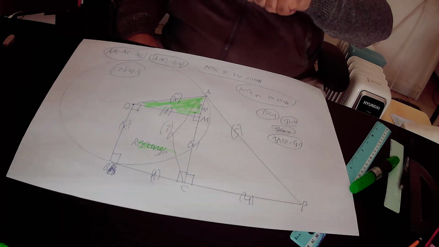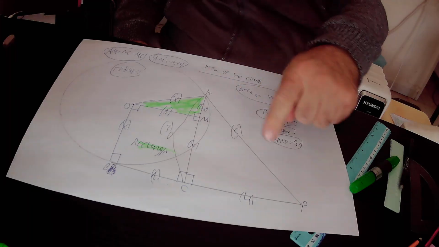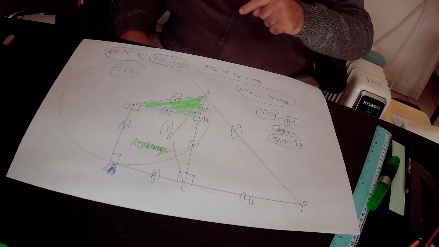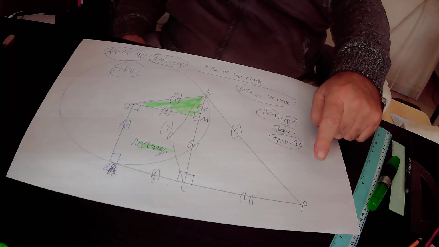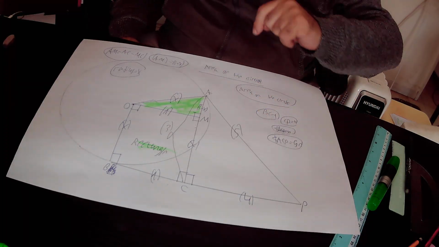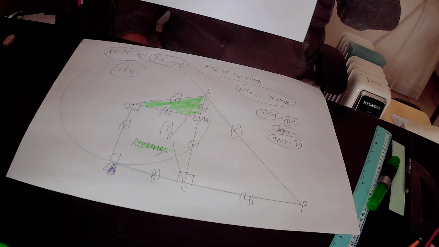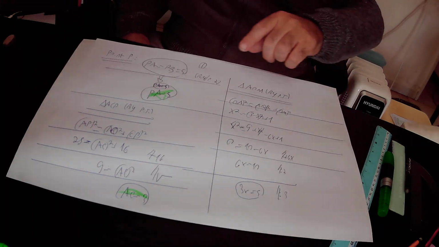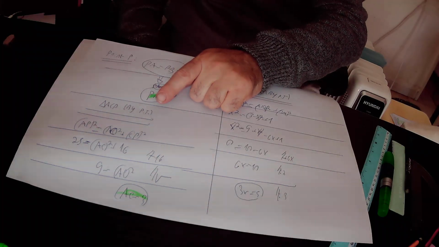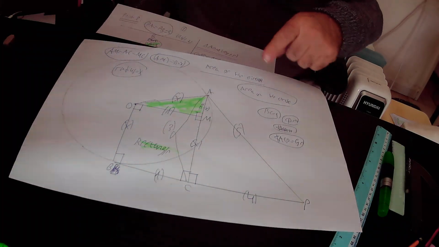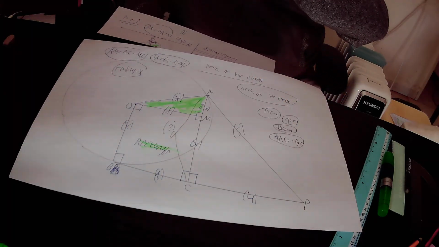In the next step, we apply Pythagoras' theorem on this right triangle ACP. According to Pythagoras' theorem, AP squared, the square of the hypotenuse, equals AC squared plus CP squared. AP is 5, therefore AP squared is 5 squared, that is 25.